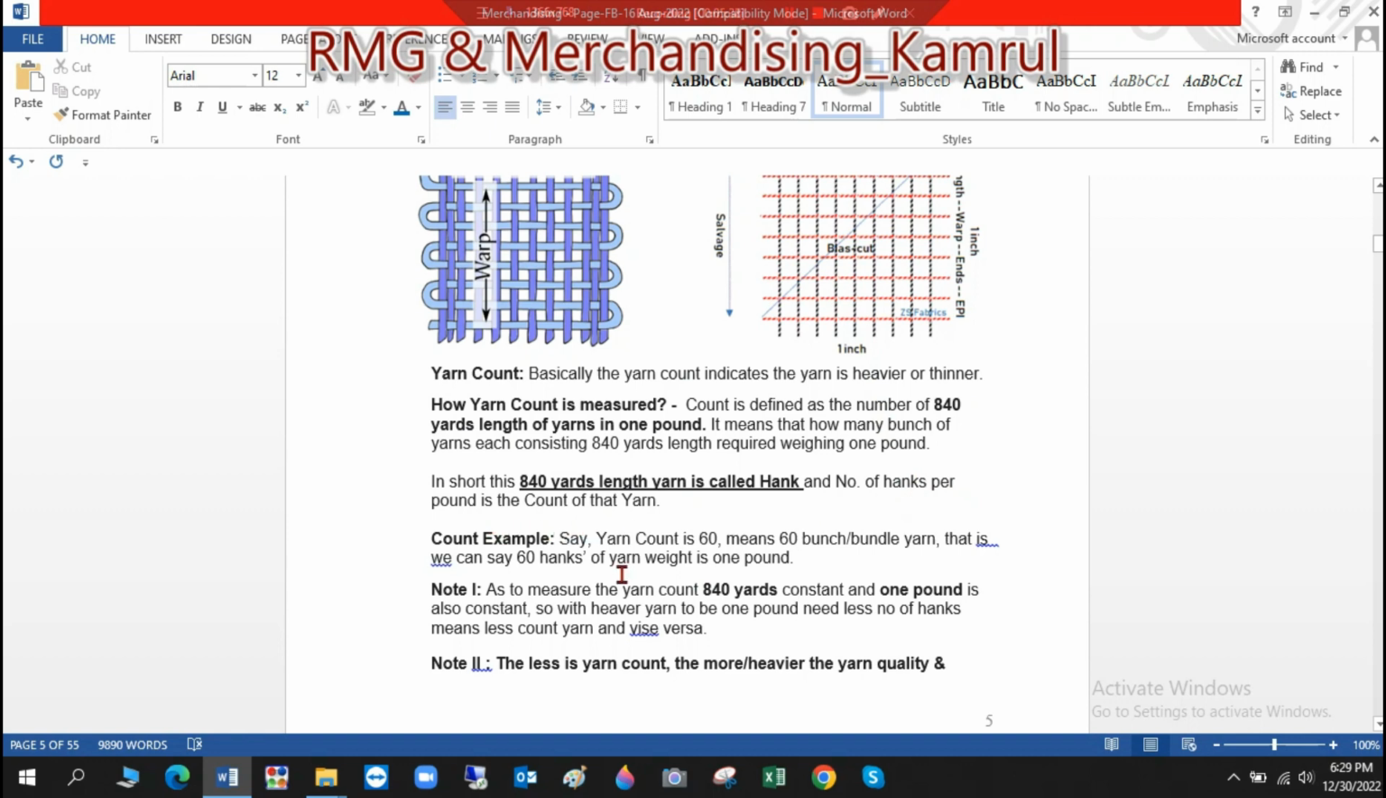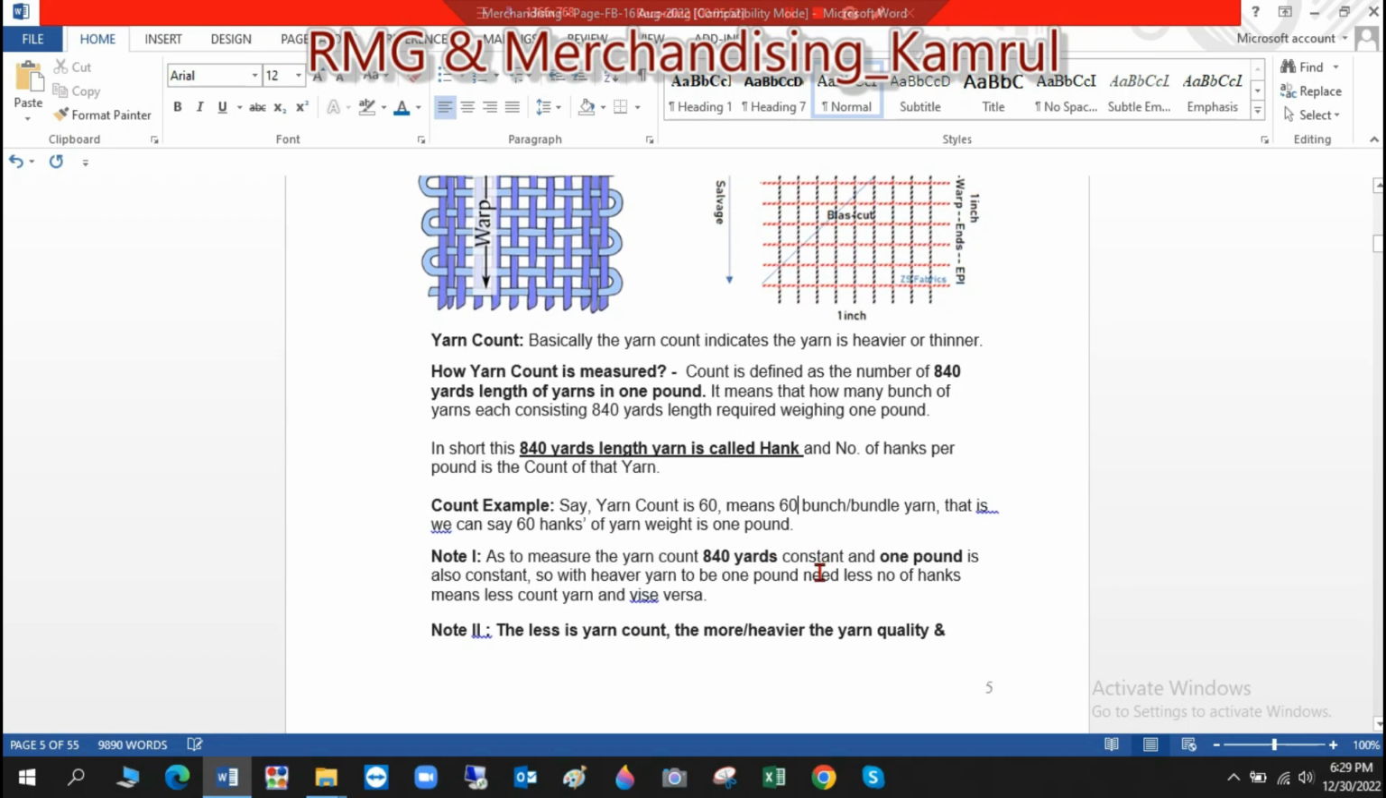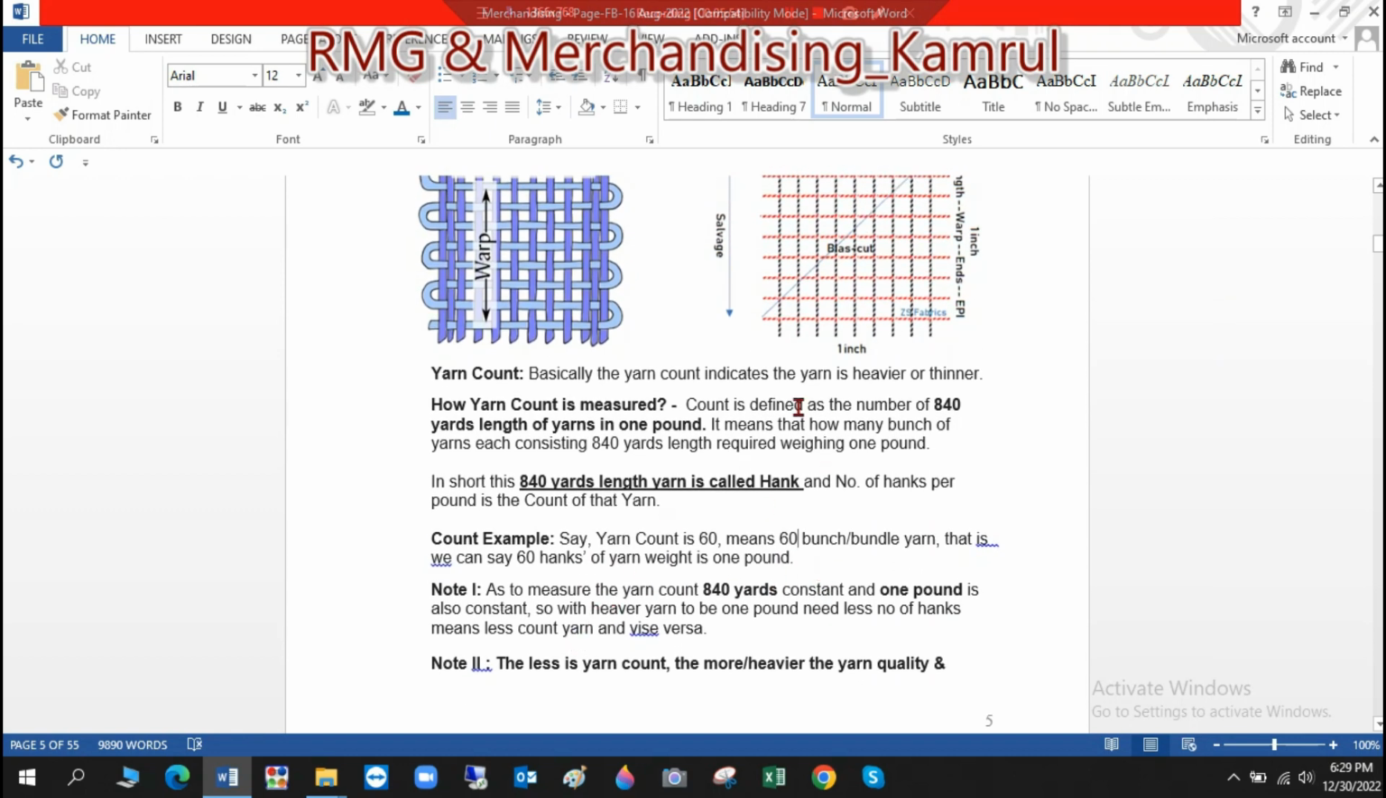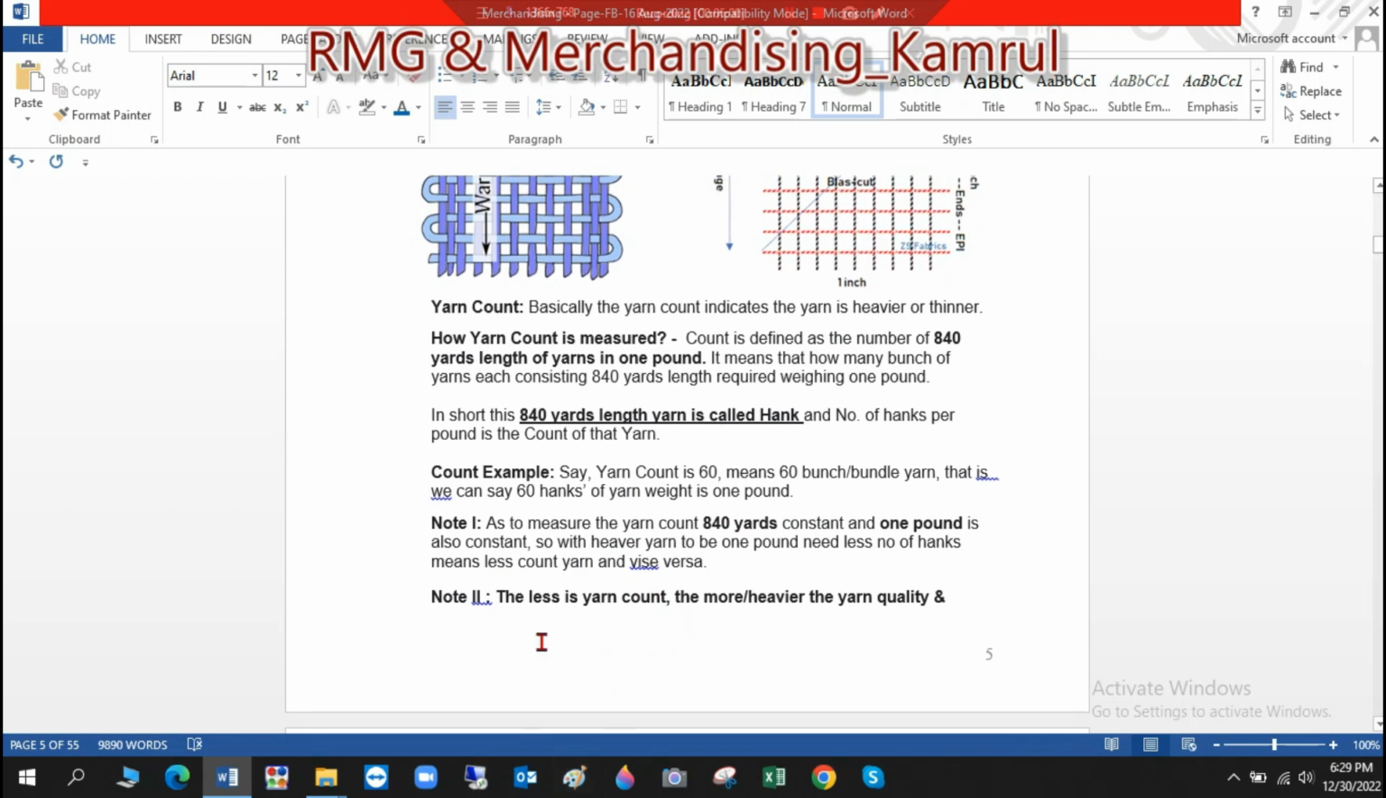Through an example I'm going to make you understand. Count example: say the yarn count is 60. It means 60 bunches or bundles of yarn, that is, 60 hanks of yarn weigh 1 pound. This way we can easily find the count, and from this we can get 2 notes. Please keep in mind these 2 notes, so it will be clearer.